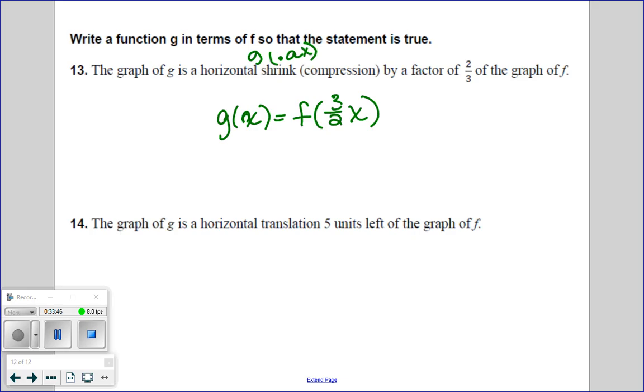On number 14, the graph of g is a horizontal translation. So I know I'm looking at something where inside we are moving it side to side, adding or subtracting depending on the direction. So if it's going to be a horizontal translation 5 units to the left, then I know I can write that by describing g of x as just f of x plus 5. And that would cause a horizontal translation to the left when we have that.